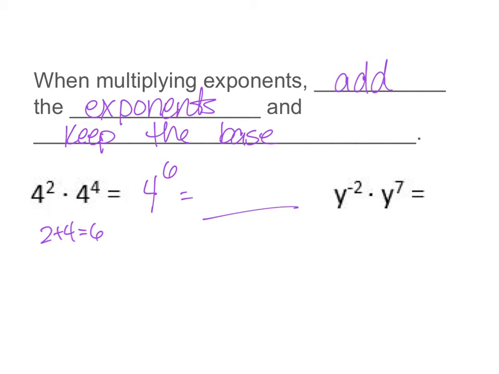So the next one we have is y to the negative 2 times y to the 7th. So this will be negative 2 plus 7, which is a positive 5. So it would be y to the 5th power.